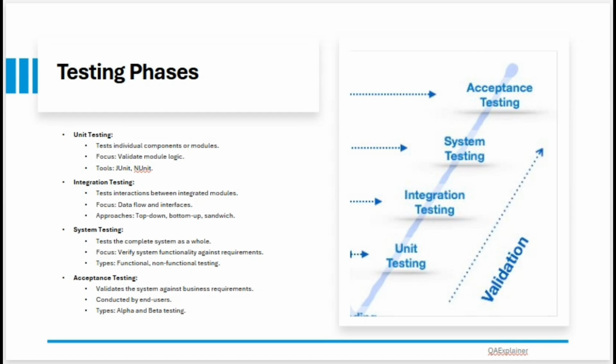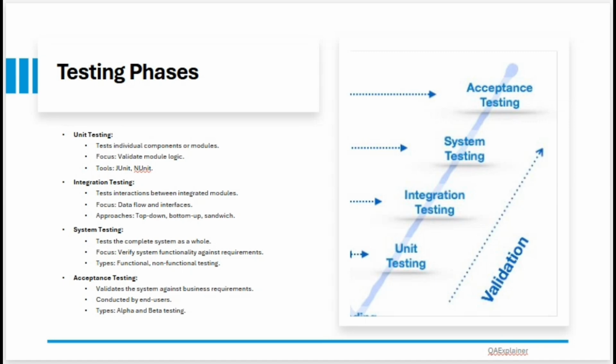Then we have system testing. System testing is a complete testing, so end-to-end testing is involved. Here we are verifying the system functionality across the requirements. There are types like functional testing and non-functional testing. In functional testing, we are mostly checking the functional point of view. In non-functional testing, we check the non-functional point of view, like performance, load testing, stress testing, endurance testing, and security testing. These things come under non-functional testing.